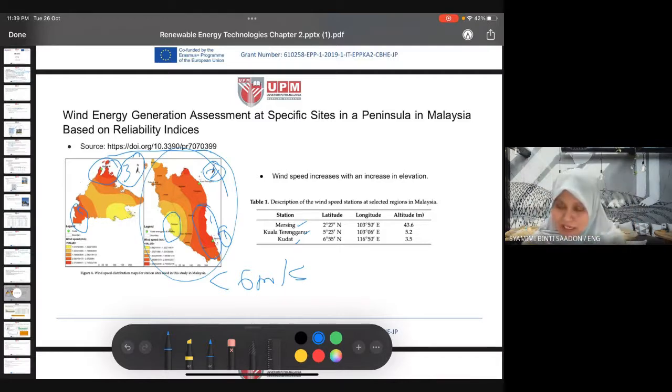But remember I mentioned just now that wind power also depends on the altitude. If we install the wind turbine at a higher altitude, for example, Mersing here at 43.6 meters, at a higher level, we might produce higher wind power. It depends on the altitude of the location as well, not just the wind speed.